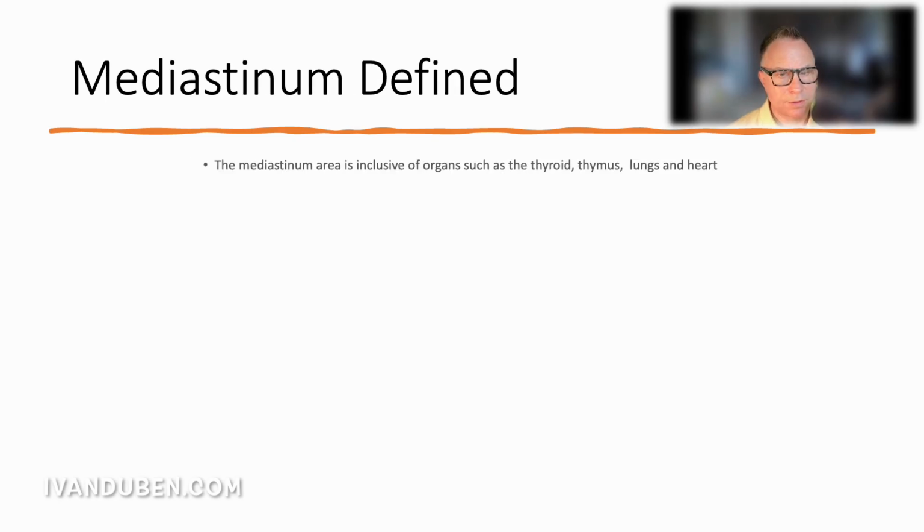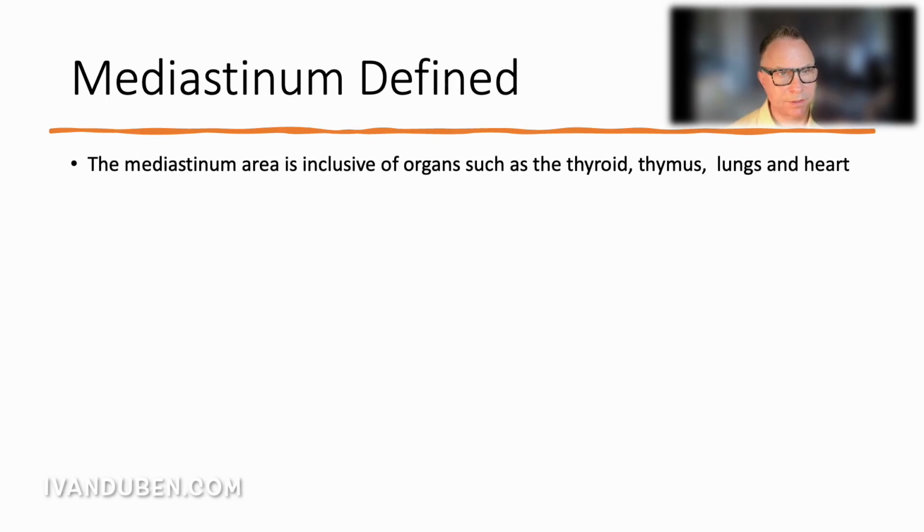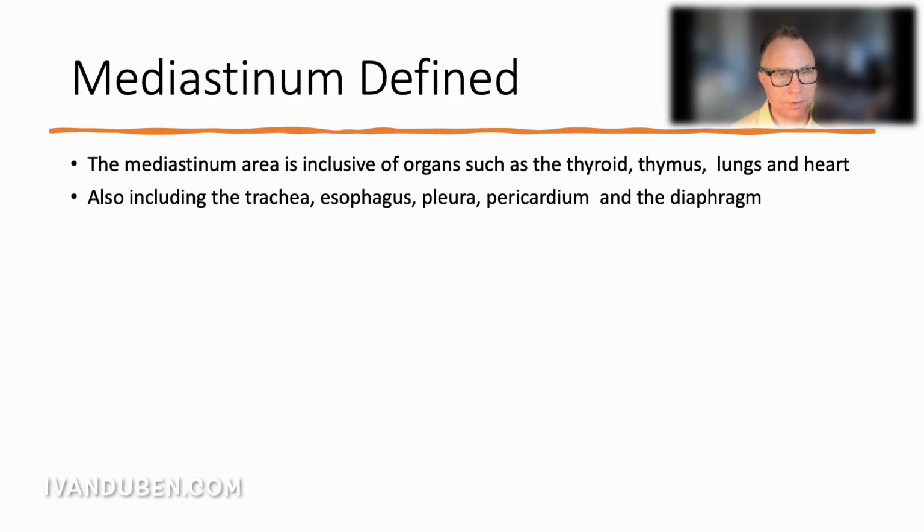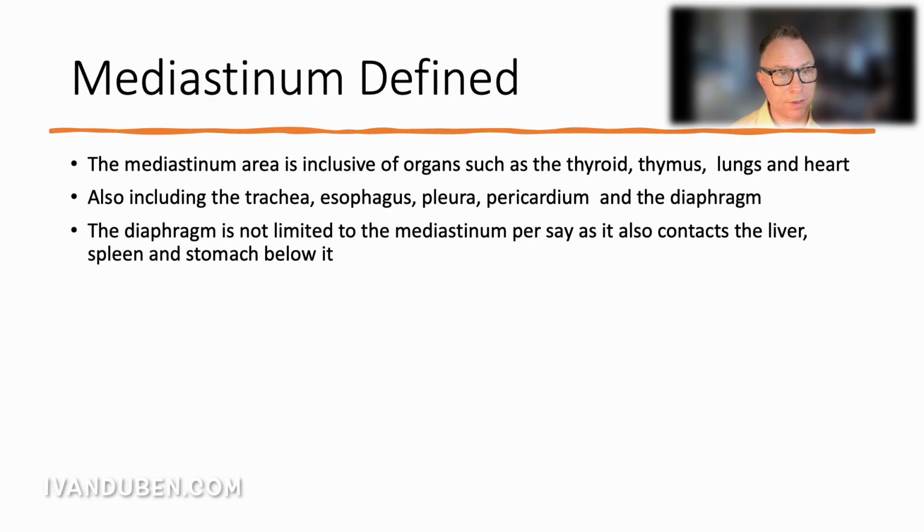When we're talking about the mediastinum, it's an area inclusive of organs such as the thyroid, the thymus, the lungs, and the heart. It includes structures such as the esophagus and the trachea, the pleura, the pericardium, and of course the diaphragm. The diaphragm is not limited to the mediastinum per se, because it also contacts the liver, the spleen, and the stomach below it.